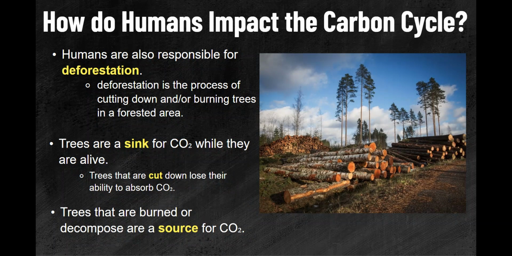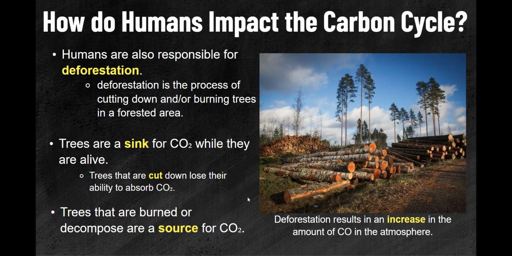In addition to that, trees that are burned or decompose become a source for CO2. If you allow a tree to rot, it's giving off CO2. If you burn the tree, it gives off CO2, and this puts CO2 back in the atmosphere. And again, that can increase the amount of CO2 in the atmosphere. So these are two human activities, burning of fossil fuels and deforestation, that are increasing the amount of CO2 in the atmosphere.